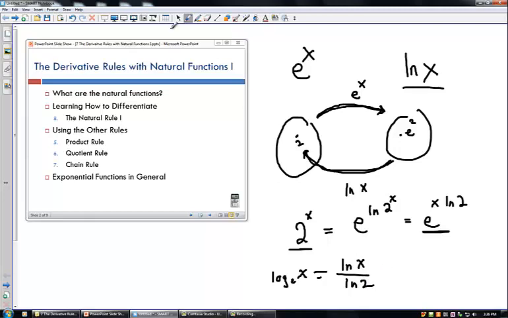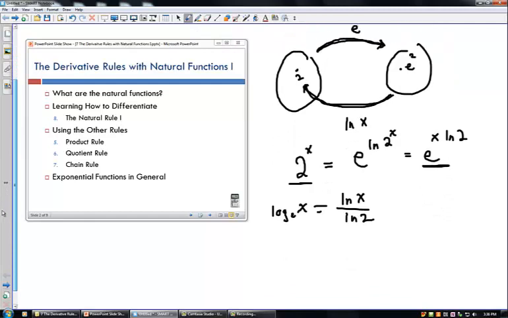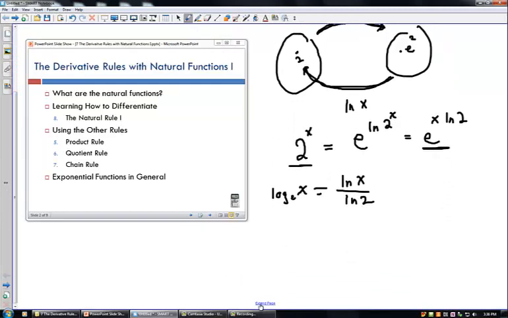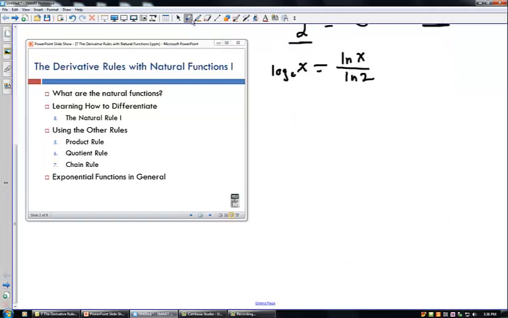And so our goal is to learn how to differentiate today. We're going to learn how to differentiate e to the x. And then on, I think, probably Wednesday, we'll learn how to differentiate ln of x. So we'll do this in two parts. And so let's take a look at the first rule. Our first rule, we'll call this the natural rule part 1.